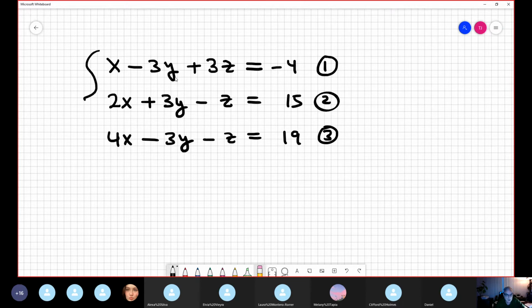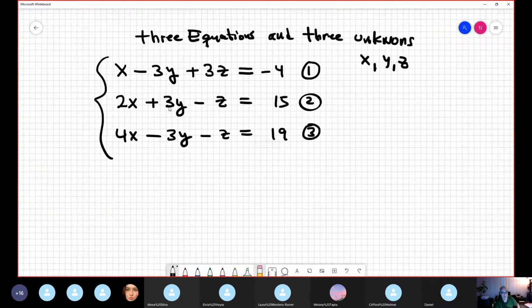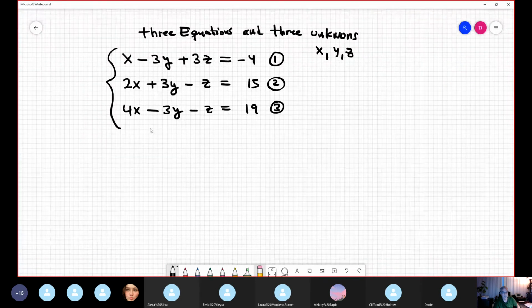And this is our system. 3 equations and 3 unknowns: x, y, and z. Be careful. I want to explain in detail now the manipulation of this. This is a little bit tricky, and you need to follow my recommendation.